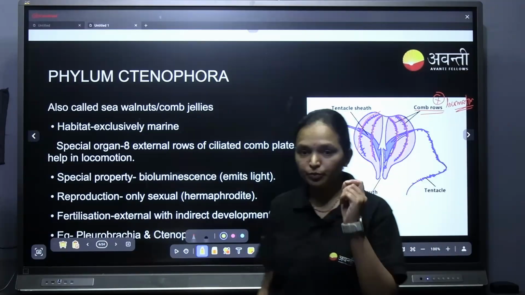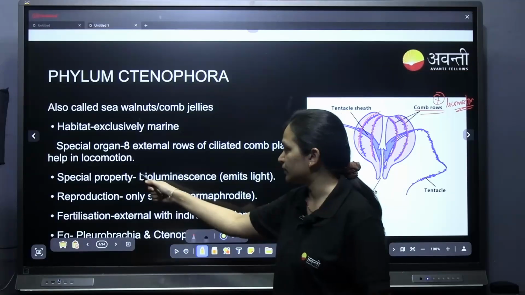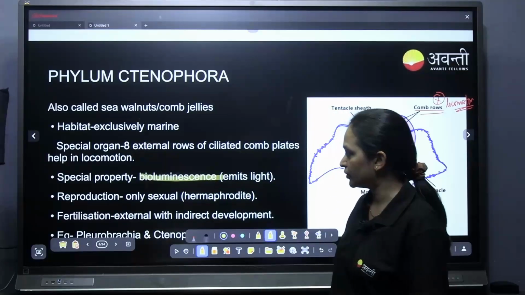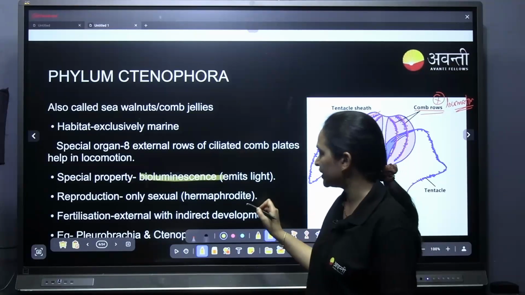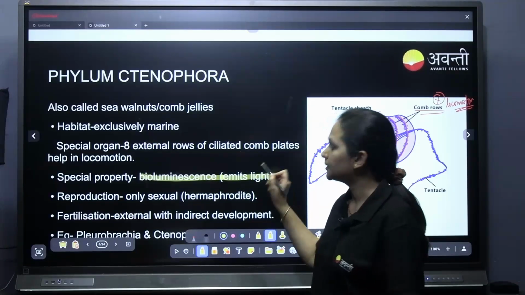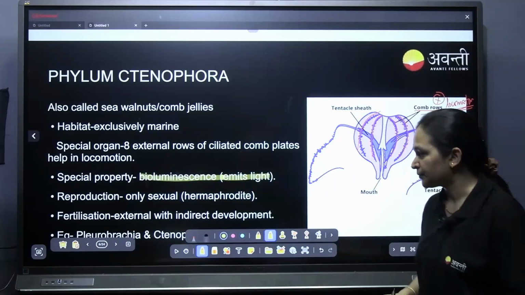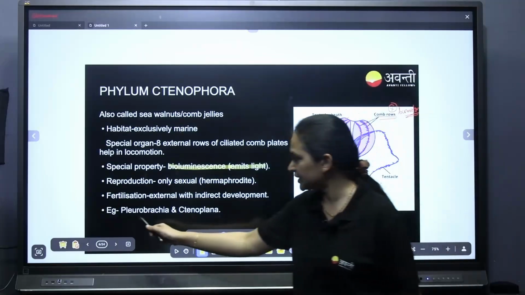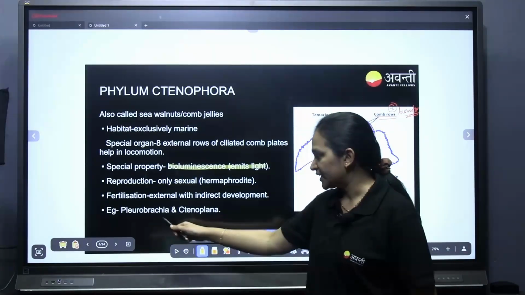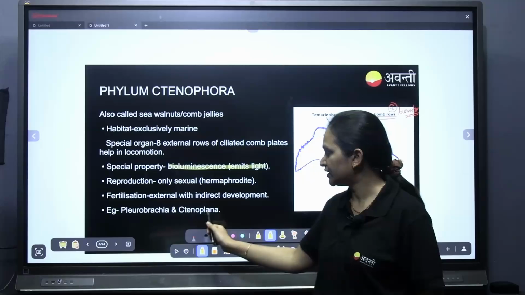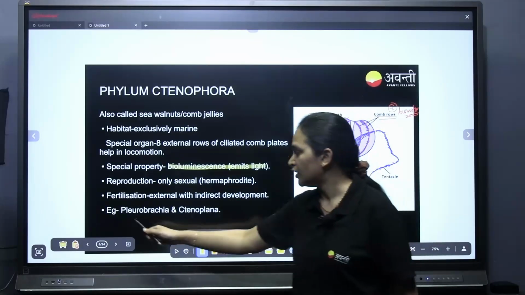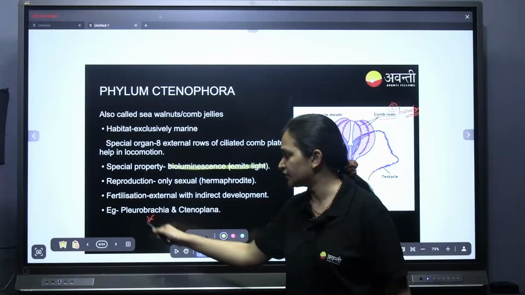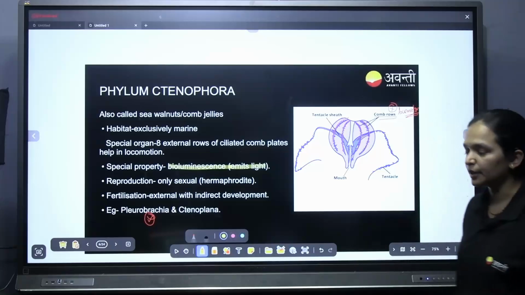And one of the special property they show is bioluminescence. This is the important property, special property, that is they emit light. This is called bioluminescence. Okay, and examples we can see. Example here is pleurobrachia and ctenoplana. Ctenoplana ctenophora resemble करता है, और pleurobrachia ये previous year question में आ चुका है, तो याद रखना पड़ता है.